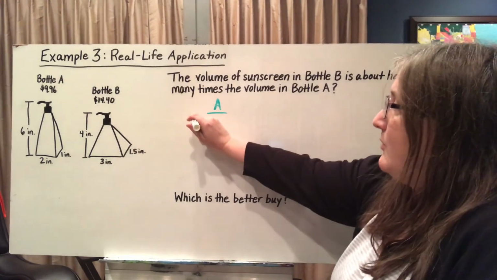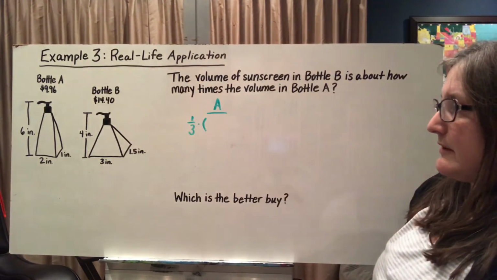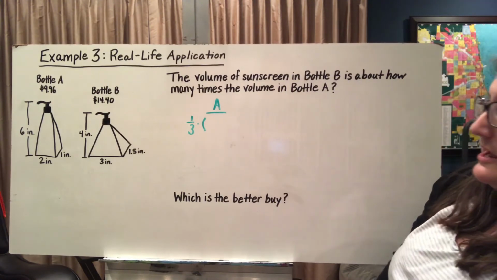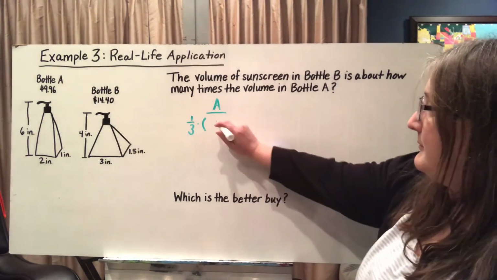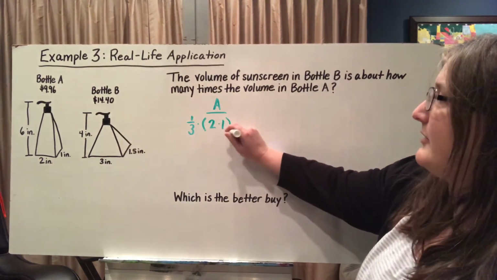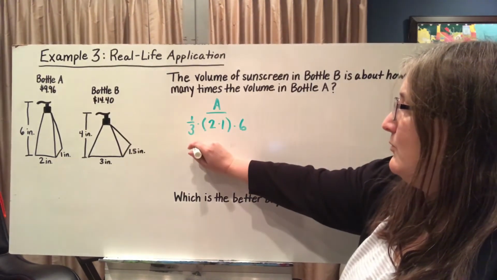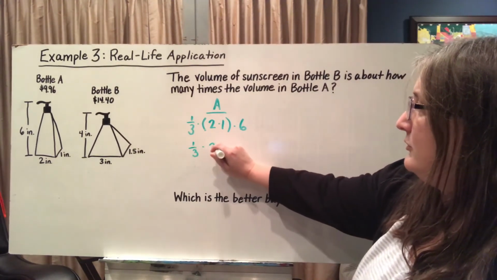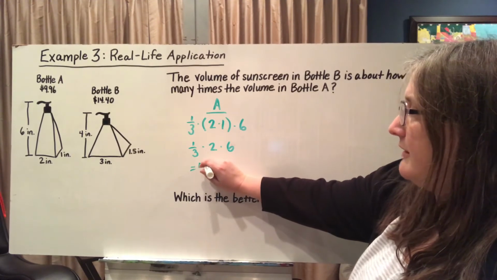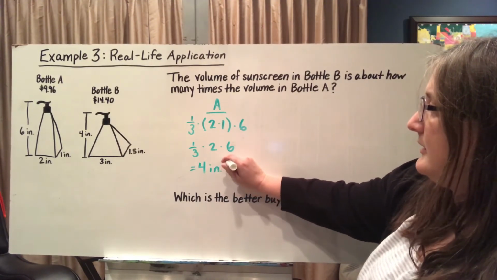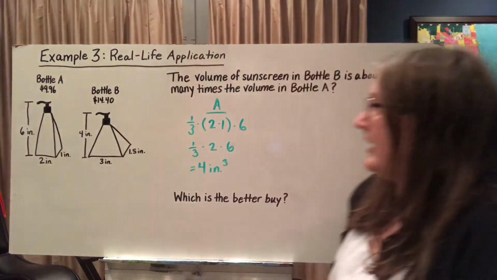So we're doing 1/3 times the area of the base. Well, the base is going to be rectangular and it's going to have a length and a width of 2 and 1. So I'm going to do 2 times 1 times the height of that first bottle, which is 6. So I'm doing 1/3 times 2 times 6. So I'm going to get a total here of 4 cubic inches. So 4 cubic inches of sunscreen fit in bottle A.